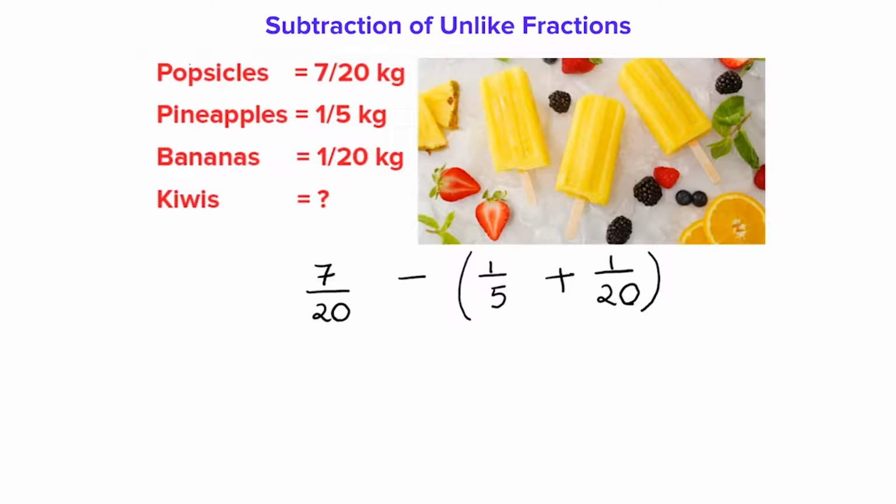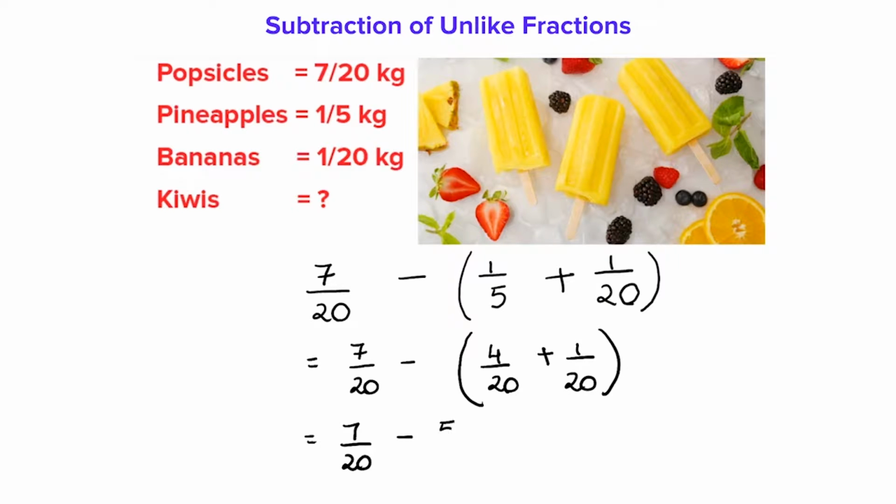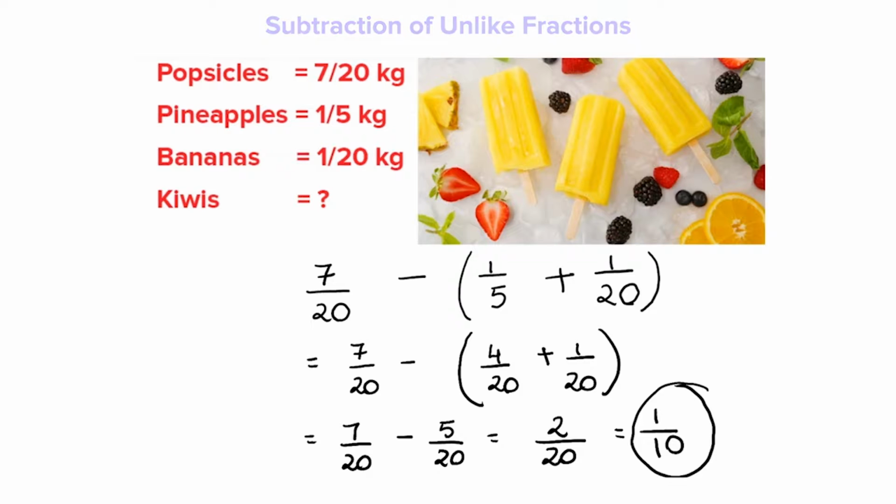So what is the LCM of 5 and 20? 20. So this expression becomes 7 upon 20 minus 4 upon 20 plus 1 upon 20, which is equal to 7 upon 20 minus 5 upon 20, which is equal to 2 upon 20, which we can write as 1 upon 10. So 1 upon 10 kg of kiwis was added to make these yummy looking popsicles.